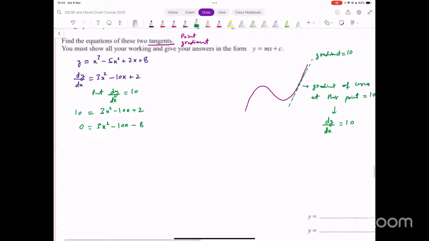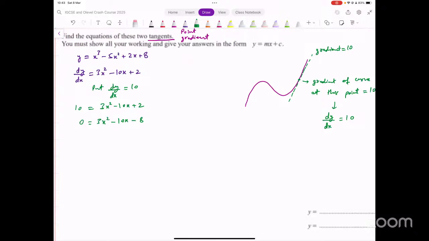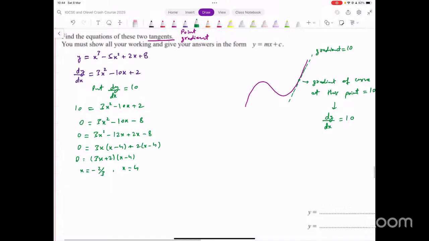3 times 8 is 24. 12 and 2 should work. So we have 3x squared minus 12x plus 2x minus 8. 3x times x minus 4, plus 2 into x minus 4. That gives us two factors, 3x plus 2 into x minus 4. x equals minus 2 over 3 or x equals 4. These are the 2 points that we are looking for.